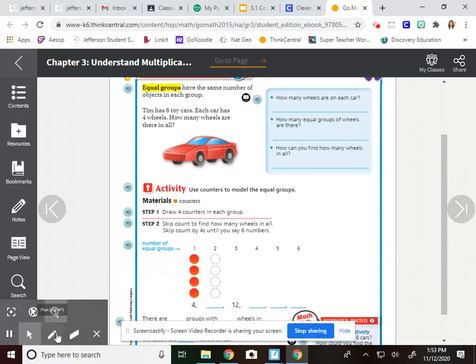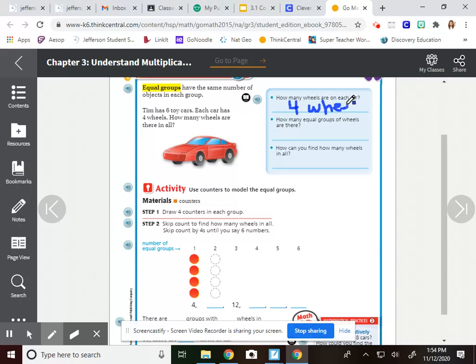So, our word problem. Tim has 6 toy cars. Each car has 4 wheels. How many wheels are there in all? Well, let's unlock the problem first. How many wheels are on each car? If you weren't sure, we could look back in the problem. Tim has 6 toy cars. Each car has 4 wheels. Oh, right. It's a car, so it has 4 wheels.